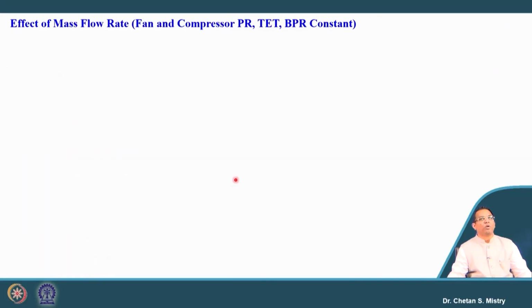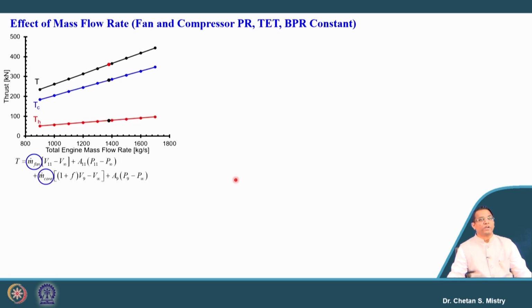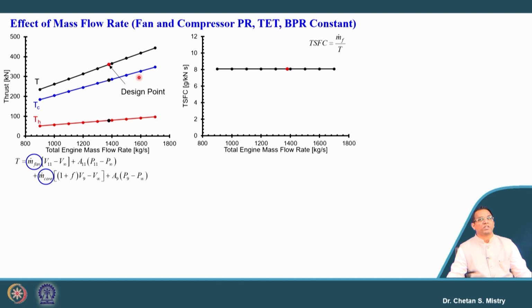Okay. Now, let us look at what is happening with change of the mass flow rate. If we are increasing the mass flow rate, this mass flow rate is a function of my bypass ratio for the core engine as well as for the fan. So, that is the reason with the increase of mass flow rate, we have an increase in hot thrust as well as an increase in cold thrust. Overall, we can say our net thrust will be increasing. But at the same time, thrust specific fuel consumption will remain constant.